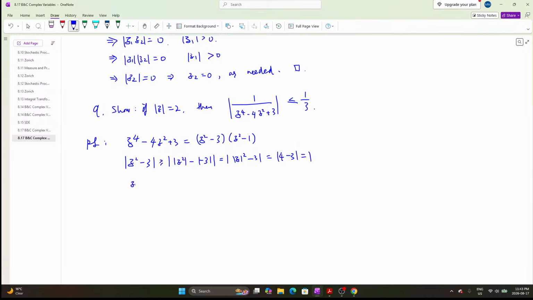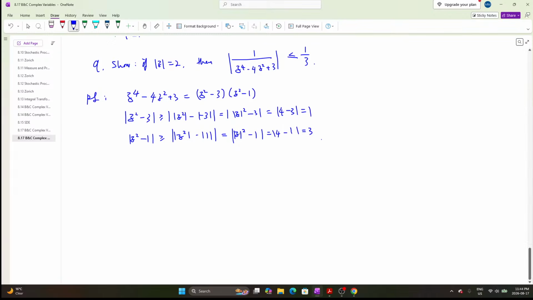Okay, and let's do the same for the other factor. First, apply the reverse triangle inequality, which gives you the absolute value of |z squared| minus |1|. Okay, and this is |z| squared minus 1, which is 4 minus 1, which is 3. So then you're pretty much done, because 1 times 3 is 3. Exactly what we wanted on the denominator.